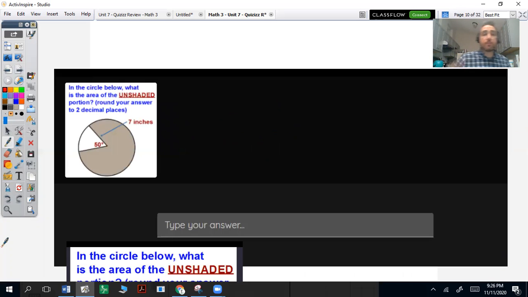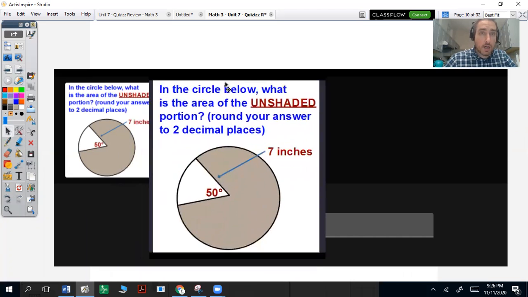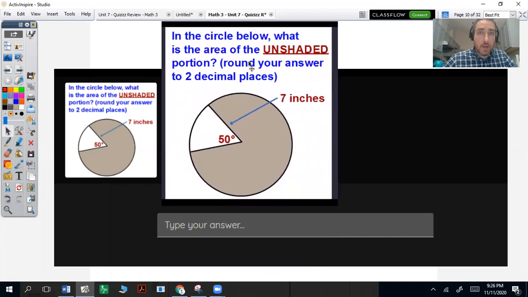Our first question, you click on the picture, you can see it a little bigger. We have a circle that has a shaded portion, but the question wants to know, and again, try this on your own before you do it. So pause the video and then check the answer. What is the area of the unshaded portion?